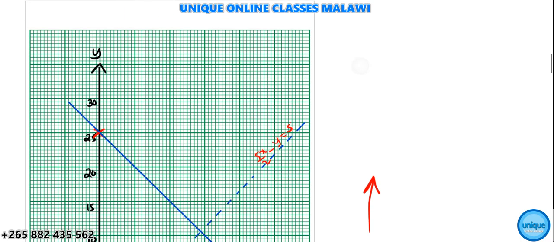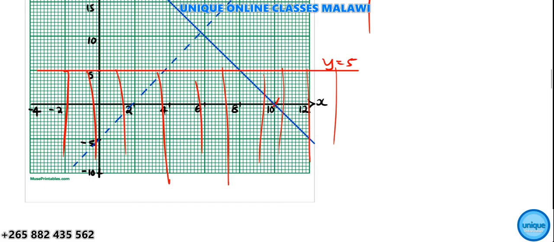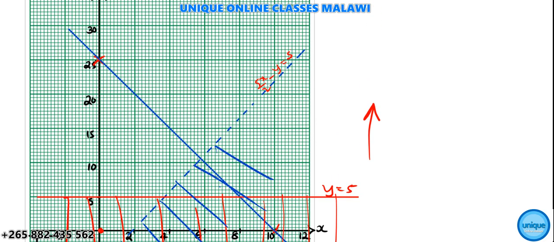So if it is true, we shade the side where 0, 0 is. The point on the grid, it's this one. We do not shade the other side, so I'm shading this side here, because the point 0, 0 gives true values.